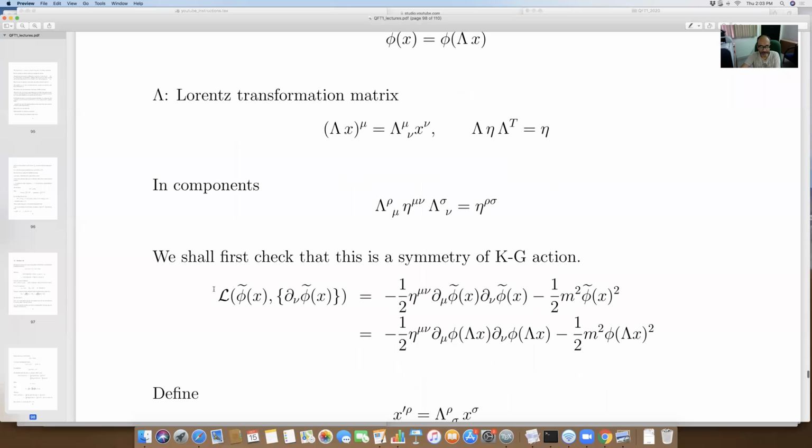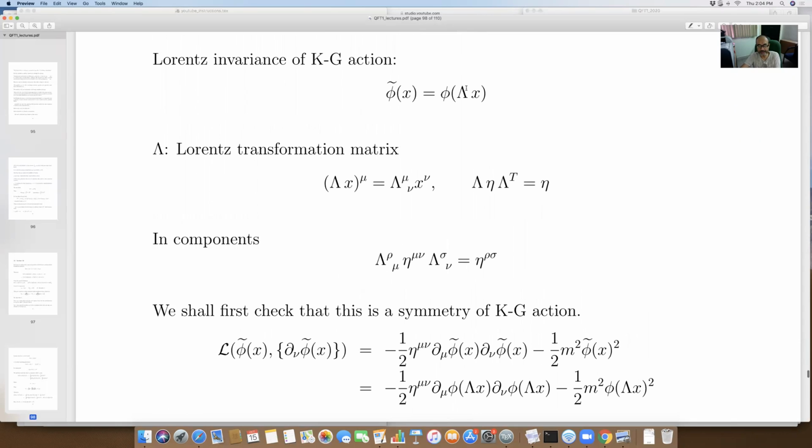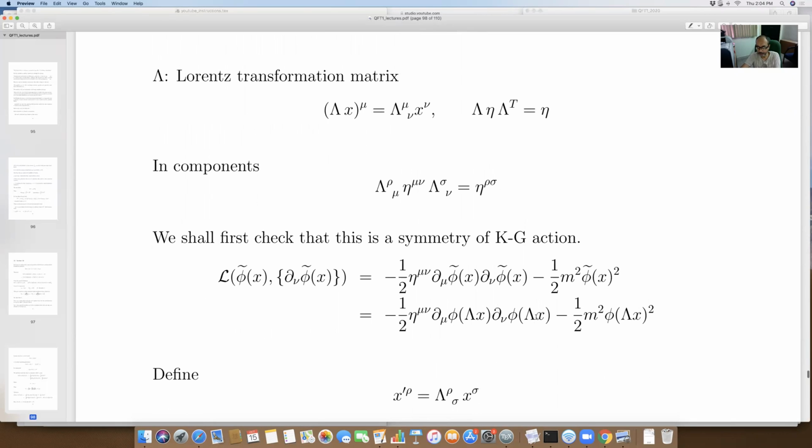So let's check what happens. You have to check if L of phi tilde x, del mu phi tilde x is related to L of phi, del mu phi by equality, or is related by a total derivative. At this stage, all you have done is take the original Klein-Gordon Lagrangian and substitute phi by phi tilde. Now we use the definition: phi tilde x is phi of lambda x. So you substitute phi of lambda x here. The derivatives of course remain ordinary derivatives, because they are derivatives with respect to x.